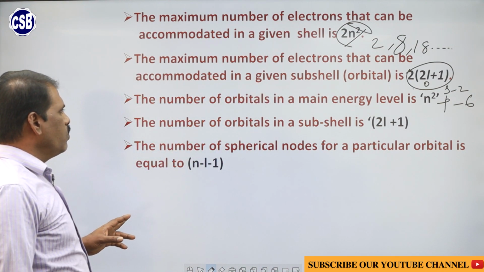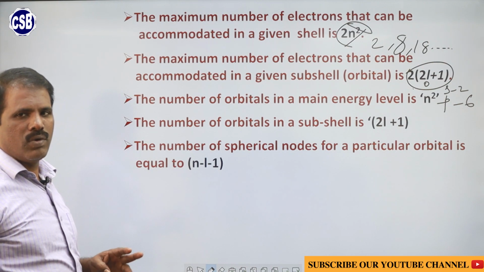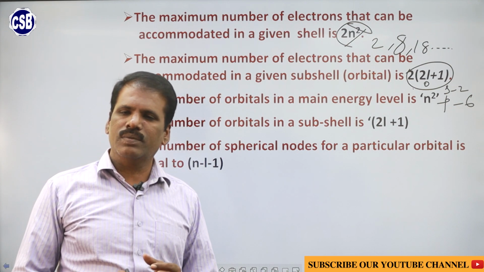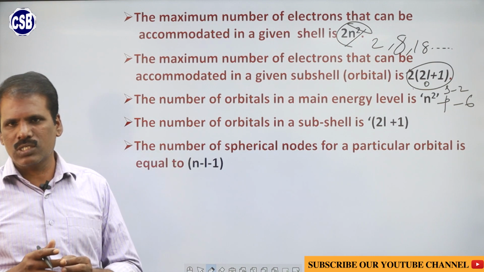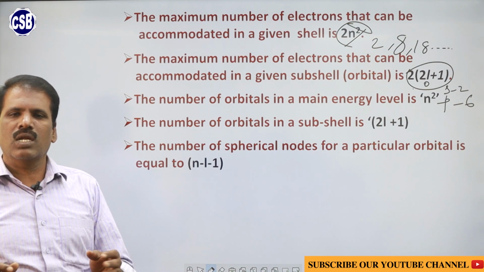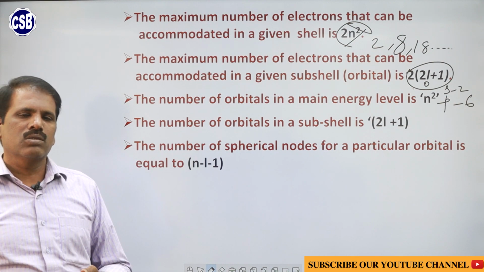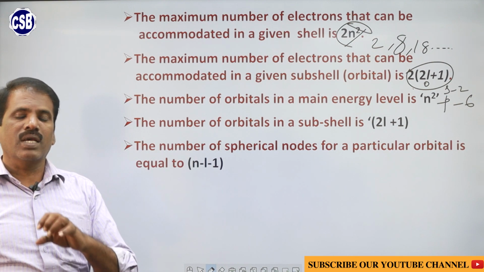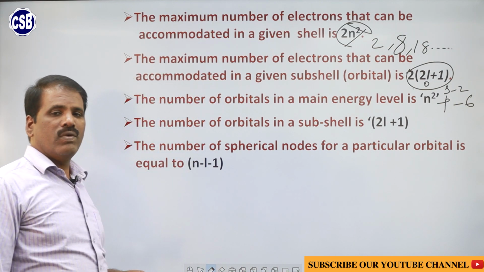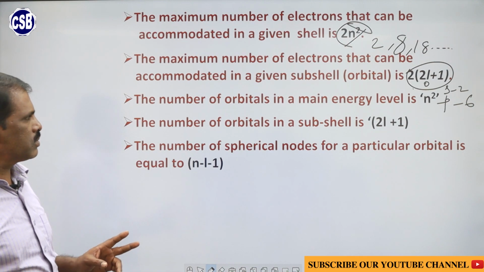The third one, the number of orbitals in a main energy level. See here, in p there are 3 orbitals. For s, only 1 orbital is there. So s, p, d, f are subshells. s, px, py, pz, these are all orbitals. So there are 3 p orbitals, 5 d orbitals, 7 f orbitals. Totally how many orbitals will be present in an orbit is given by the formula n square. For example, if the n value is 1, 1 square is 1, in the first energy level only 1 orbital is there, that is s.